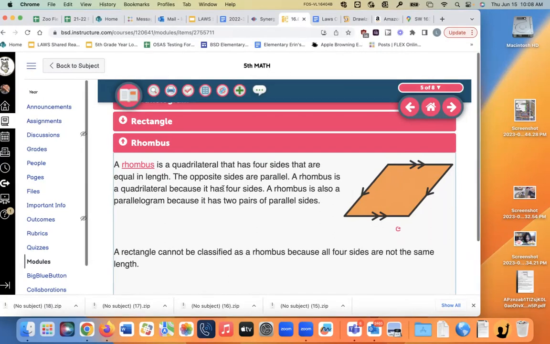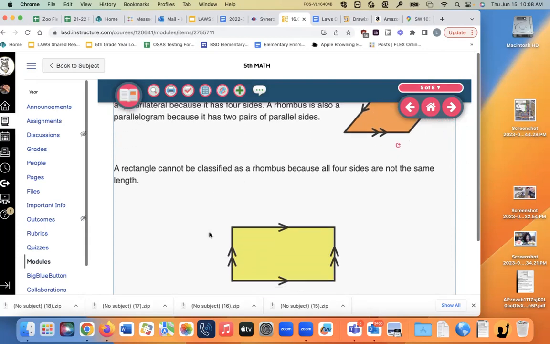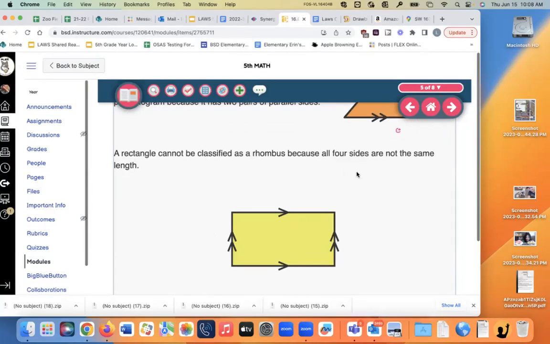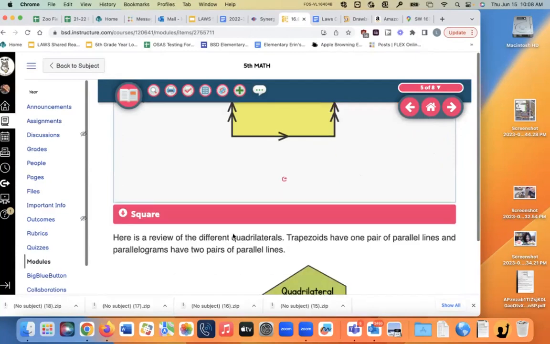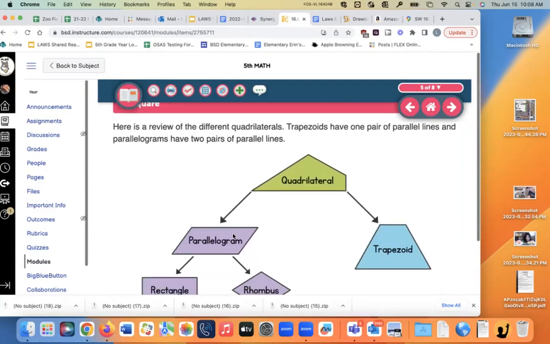So the opposite sides are parallel. This side is parallel to this side. This side is parallel to this side. A rhombus is a quadrilateral because it has 4 sides. A rhombus is also a parallelogram because it has 2 pairs of parallel sides. So some of these shapes are 2 things. A rectangle can't be classified as a rhombus because all 4 sides are not the same length. But how about a square? Is a square a rhombus?